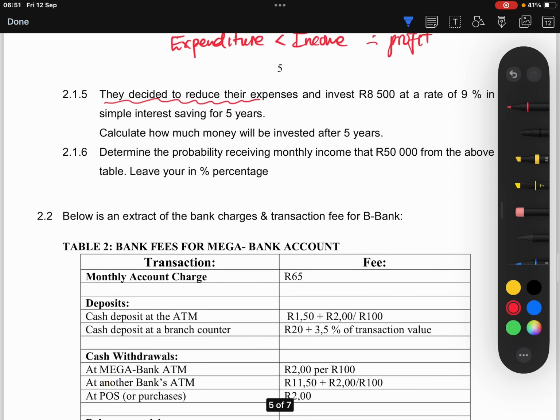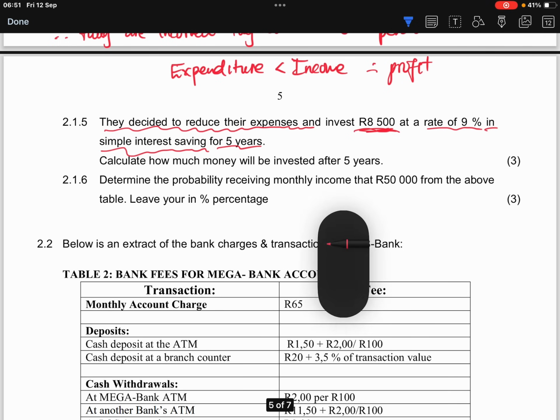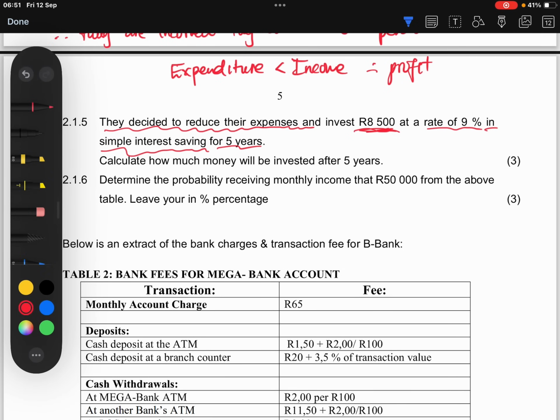They decided to reduce their expenses and invest the 8,500 at a rate of 9% in simple interest for 5 years. So they wanted to invest for 5 years. All right, so we're going to calculate this here. Now it says calculate how much they will have invested after 5 years. So I'm going to write it here, 2.1.5. This is the simple interest.